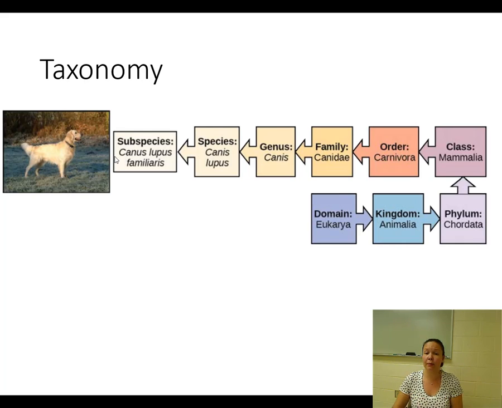So how a dog would be grouped is within the domain Eukarya. Eukarya contains animals, and so the kingdom would be Animalia. Then we would break it down into a phylum, a class, and the class is mammals, the order, which is carnivores, family, genus, species, and then subspecies. There's nothing in particular here you need to memorize, but just be aware that taxonomy is the way by which we group organisms.